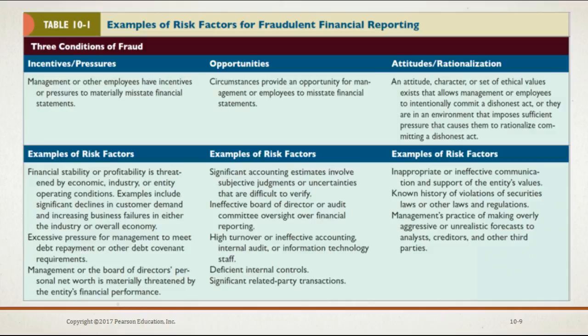an opportunity for misstatement. The attitude of top management toward financial reporting is a critical risk factor in assessing the likelihood of fraudulent financial statements. An example would be management's practice of making overly aggressive or unrealistic forecasts to analysts, creditors, and other third parties. You can find Table 10-1 on page 300 of your textbook.